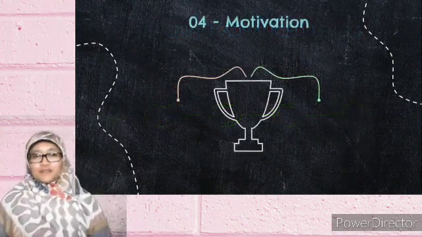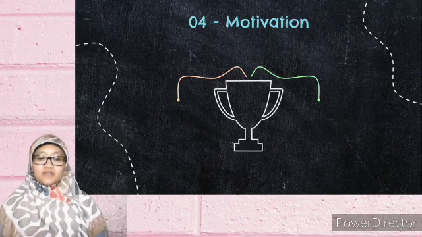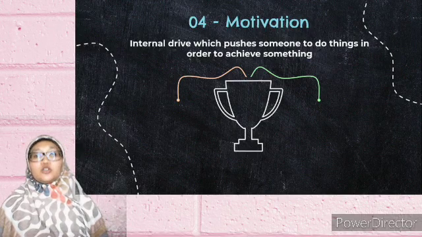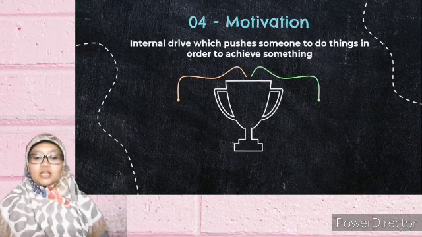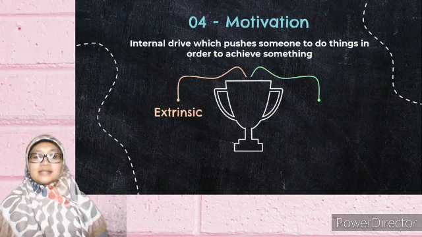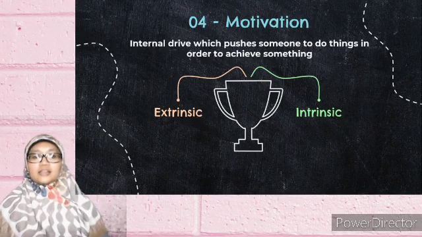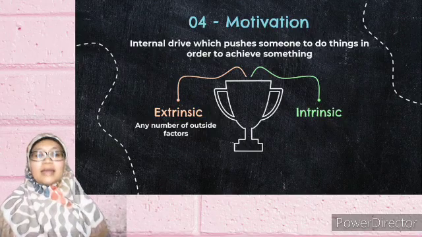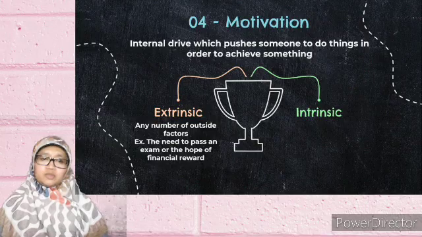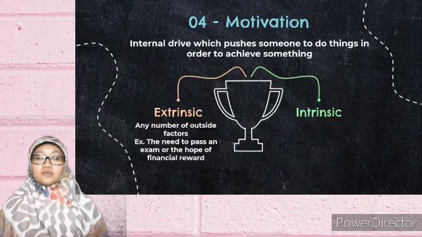The last learner variable is motivation. Harmer defined motivation as the internal drive which pushes someone to do things in order to achieve something. He also made a distinction between two types of motivation: extrinsic and intrinsic. In a nutshell, extrinsic motivation is any number of outside factors. Examples of extrinsic motivation are the need to pass an exam or the hope of financial reward or higher salary.